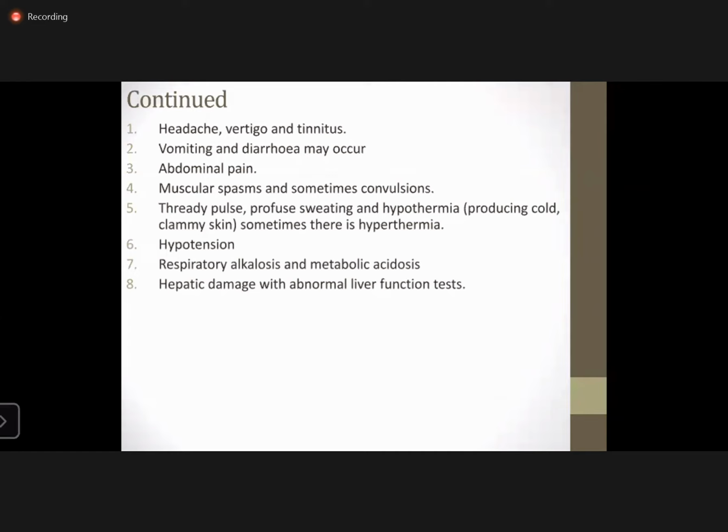Because the signs are likely to be mistaken for opium poisoning, you have to make a differential diagnosis. In opium you get contracted pupils, cold skin, and similar breathing. So the signs and symptoms appearing from poisoning by carbolic acid are known by the term carbolism. This is usually much asked: what is carbolism? You have to know that these are the signs and symptoms appearing because of poisoning by carbolic acid.